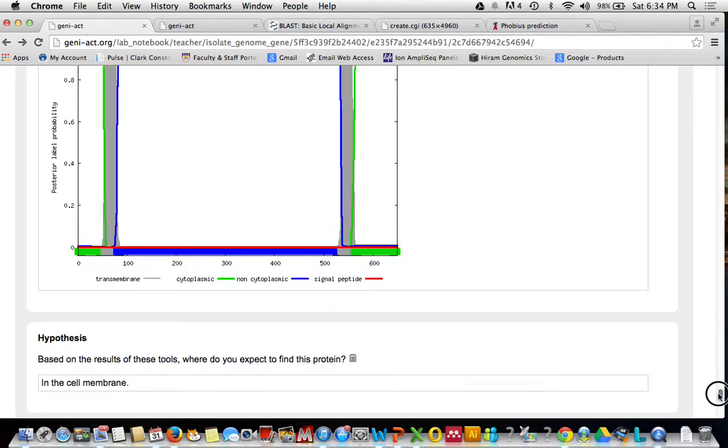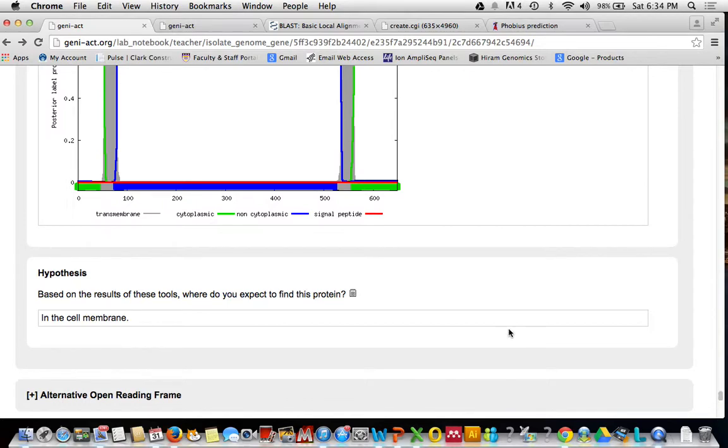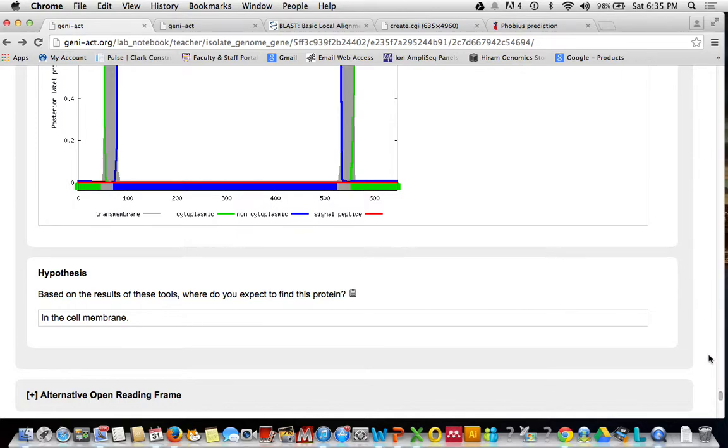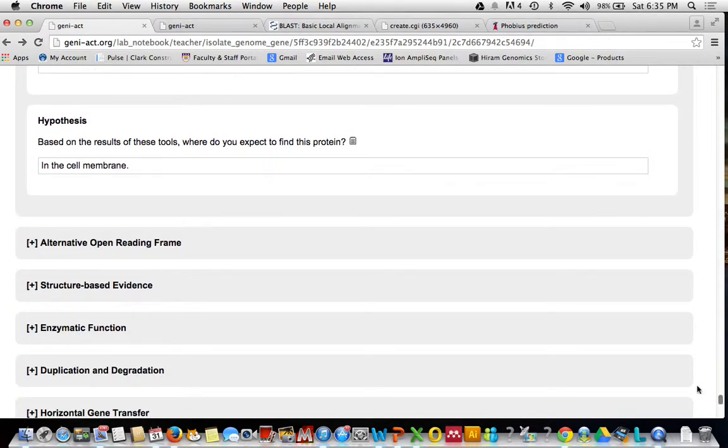So what we've done so far is found similar proteins to our protein of interest, and we've also figured out that it is probably a transmembrane protein. The next module that we are going to do is the structure-based evidence module, which is a part of the next screencast.